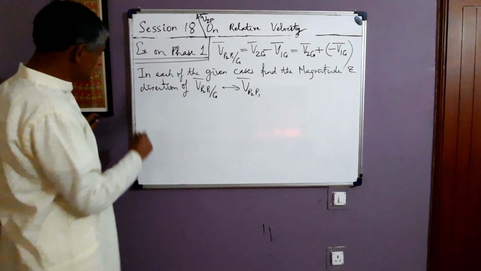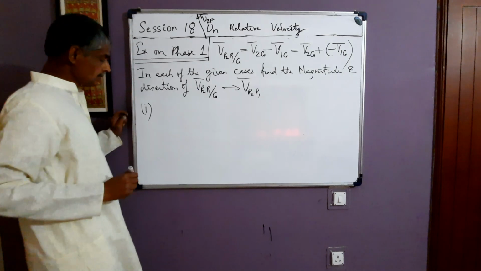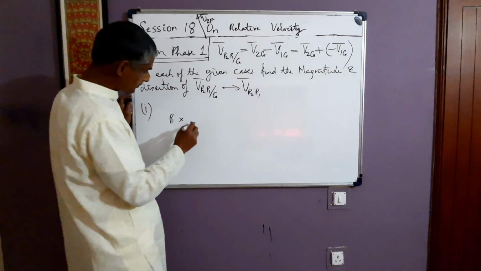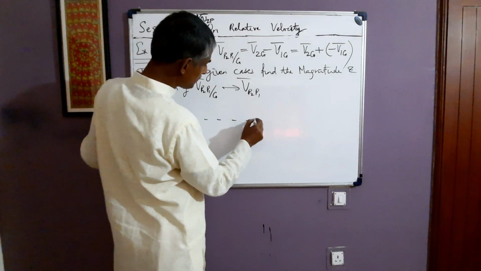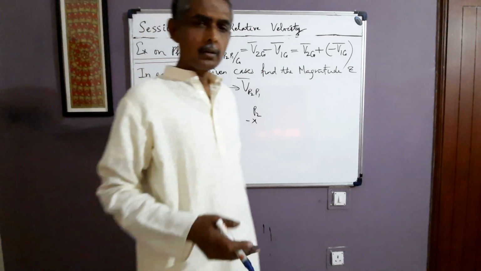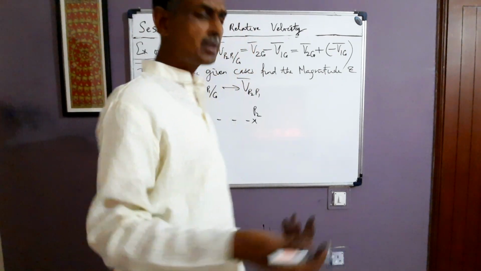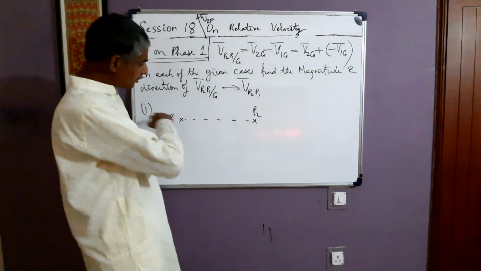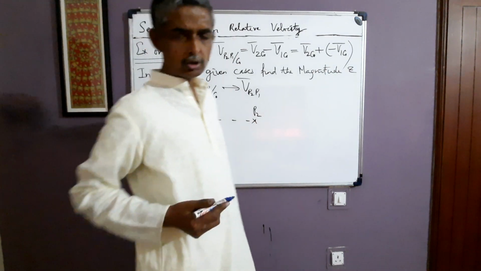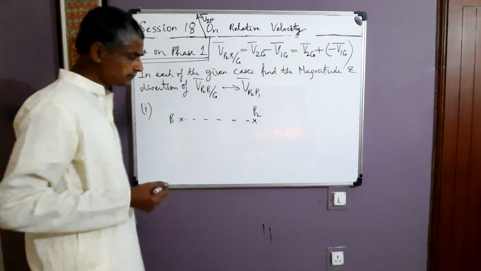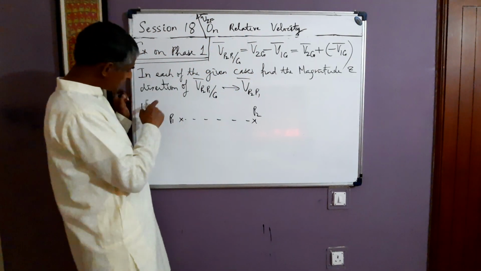Okay. So first example. First example is this. This is P1. I assume that P1 and P2 are moving along the line joining them, but that is not necessary. They can be situated anywhere. But just for the sake of illustration, I assume that P1 and P2 are moving along the line joining them in either the same direction or opposite direction with respect to ground. But that condition is not necessary. Okay. So now first example is this.